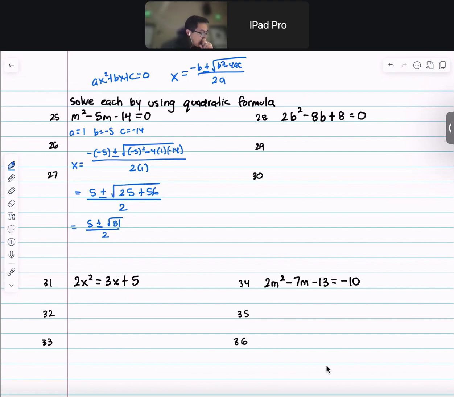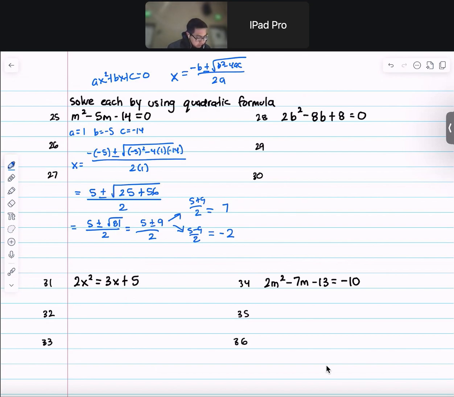I can clearly see that this is 5 plus and minus 9 over 2, because the square root of 81 is 9, right? So we either got 5 plus 9 over 2 or 5 minus 9 over 2. 5 plus 9 is 14. 14 divided by 2 is 7. 5 minus 9 is negative 4. Negative 4 divided by 2 is negative 2.